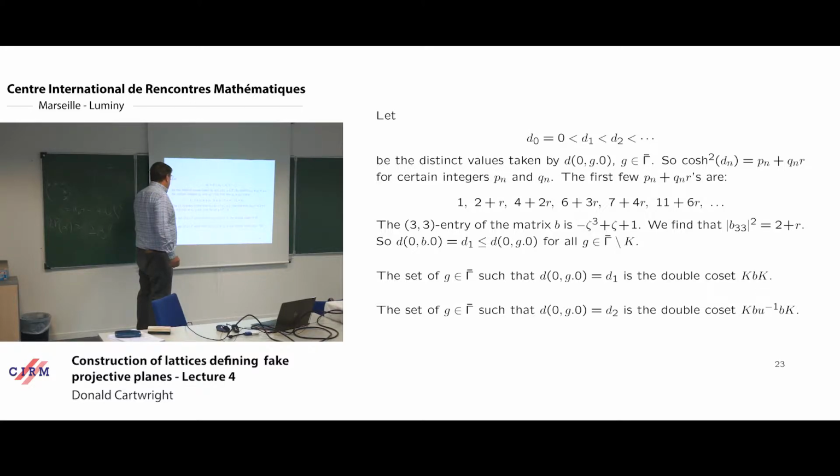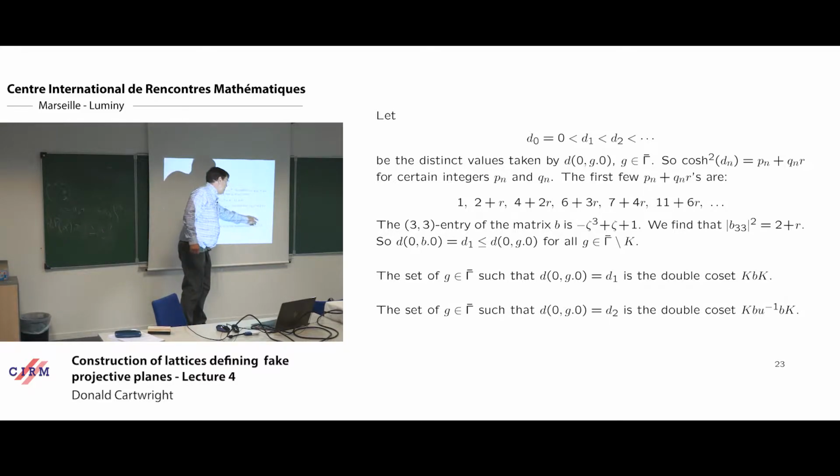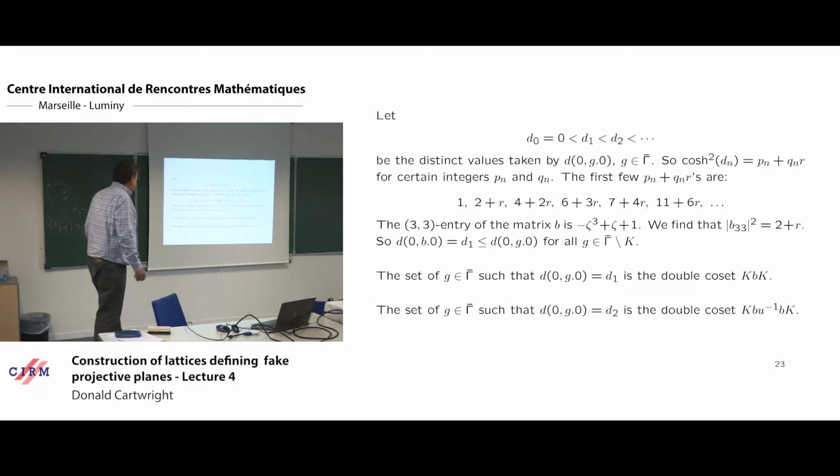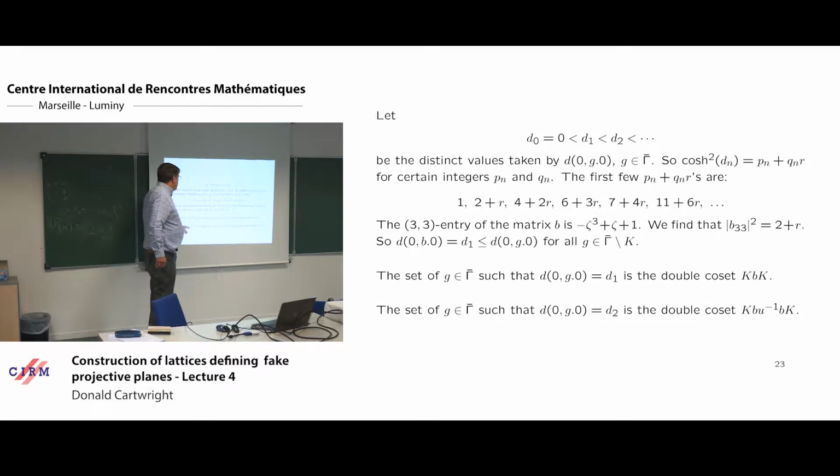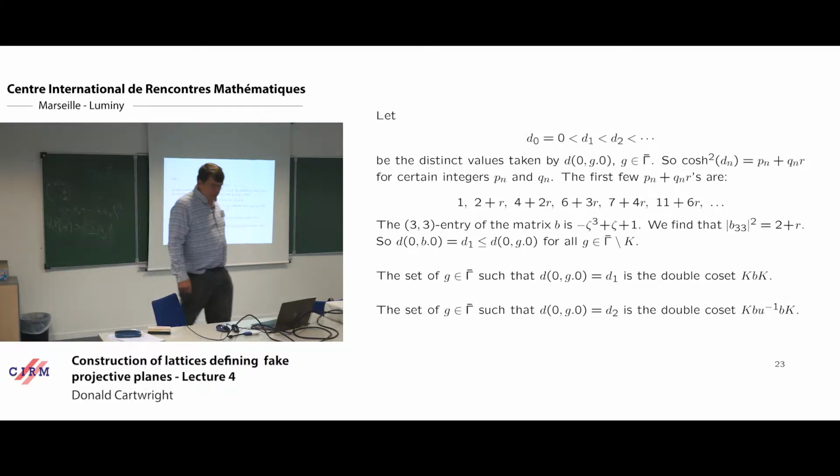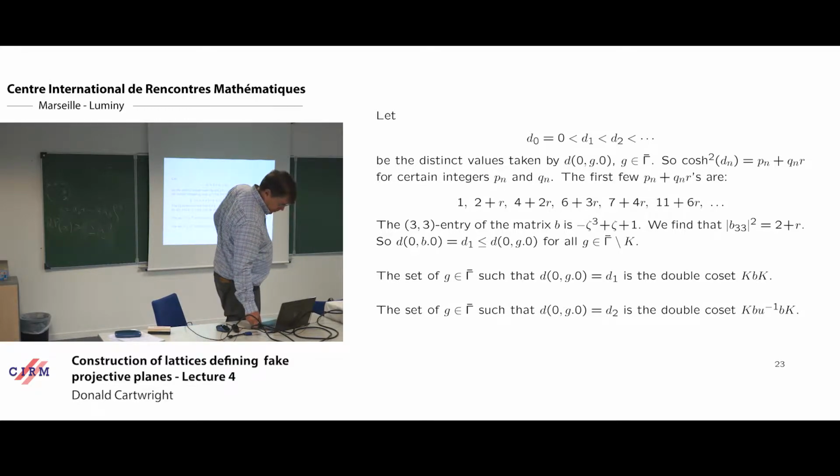Okay, that's this. So the elements that move the origin that far form a double coset. There's only one double coset which does that. I mean, B is not its own inverse, but nevertheless this double coset is all you need for that. And the next distance, with the 4 plus 2r, is the double coset of that particular element there. Okay.